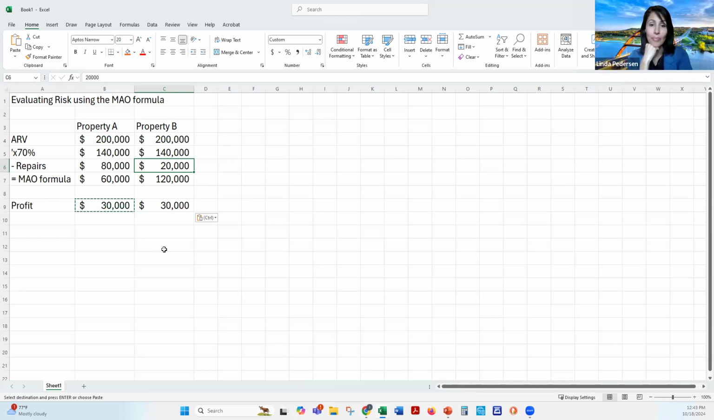Yep. And there's just a lot more that can go wrong, a lot more surprises that can pop up when you've got something that needs 80,000 worth of work on a $200,000 home. Yeah. So risk wise, it would make sense to go for property B.